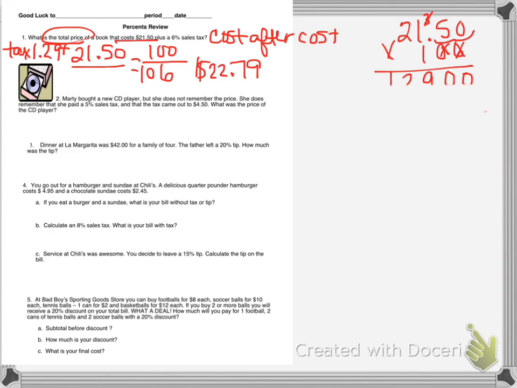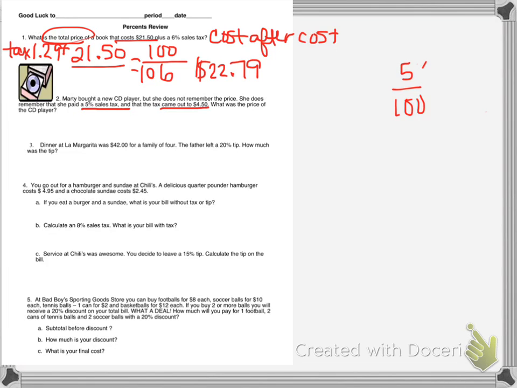Let's look here at number 2. Number 2 says, Marty bought a new CD player. She doesn't remember how much it cost, but she remembers 5% sales tax, and the tax was $4.50. So guys, it's saying 5%. We know percent goes over 100. It's saying that the tax versus the total, or the original price, the tax was $4.50. So the 5% and the $4.50 go together.